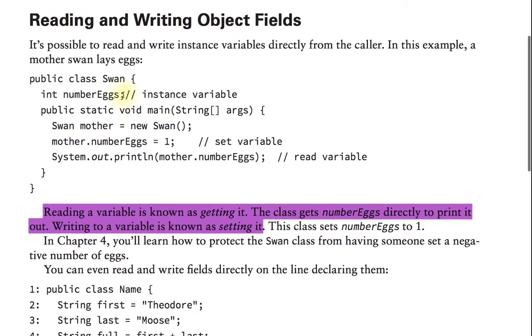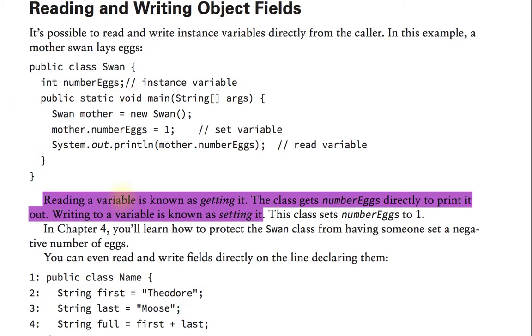So what's this? Reading and writing object fields. Reading a variable is known as getting it. The class gets numberOfX directly to print out. Writing to a variable is known as setting it. So here we have a class. This guy over here is talking about the code over here.